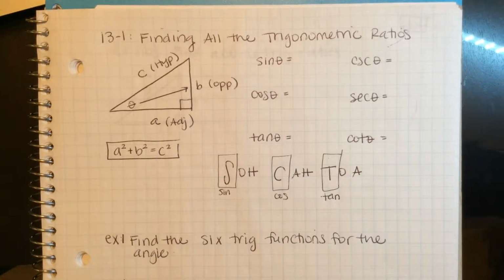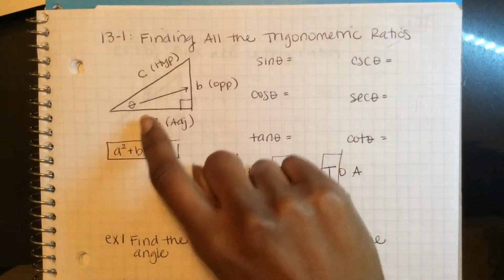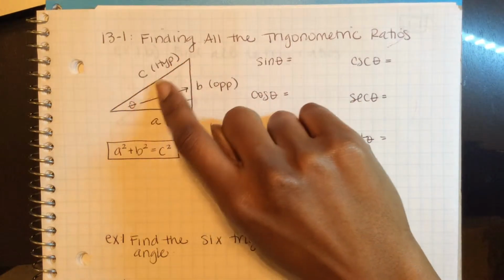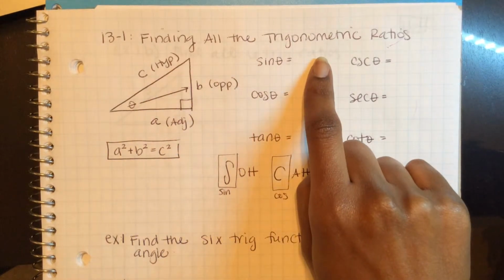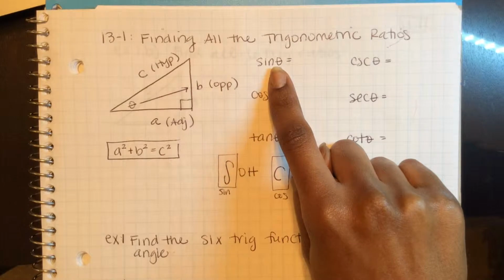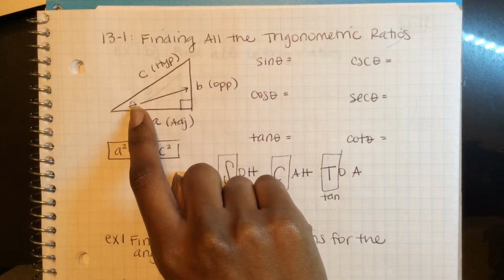So trig ratios connect to right triangles. In a right triangle, the hypotenuse is always labeled as C. It's our longest side, which is opposite from our 90-degree angle. The trig ratios always connect to an acute angle. When we don't know the angle, we usually call it the Greek letter theta. So in this triangle, I have theta labeled here.